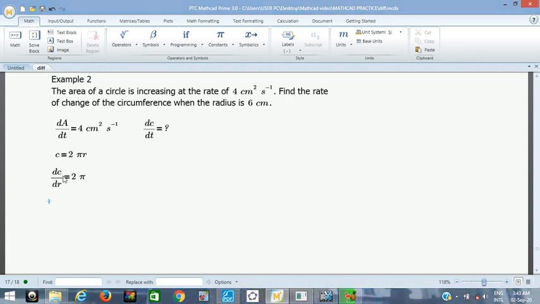Now we already know dC/dr, but the question tells us to calculate dC/dt, not dC/dr. So how do we get dC/dt? Let's see what we are going to do to get it. Okay, let's see this dA/dt. I think it can help us in our analysis here. Let's see how it can help us.